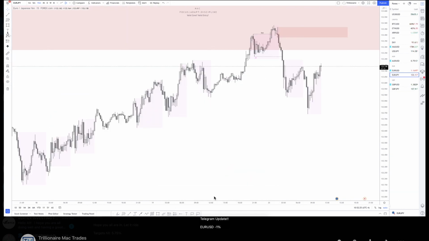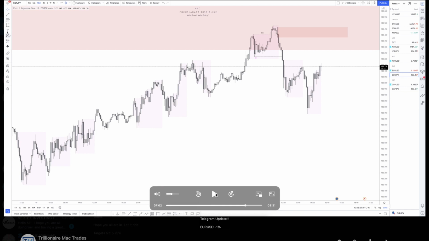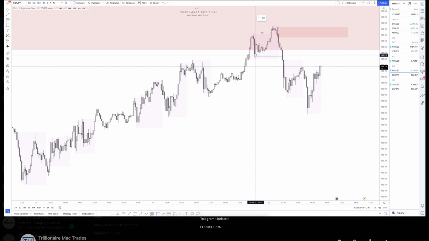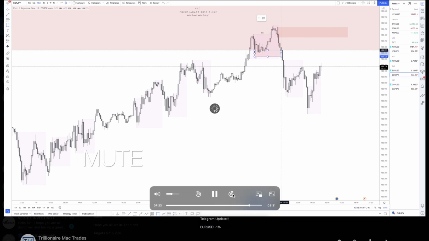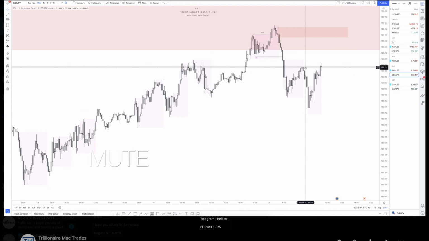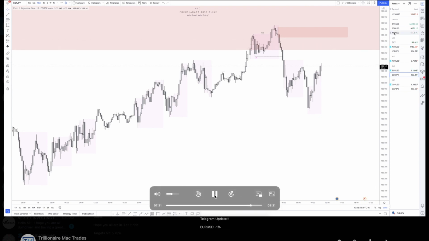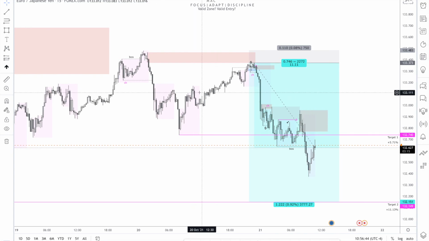All right, so this is going to be the before, and then we'll get into the after. All right, this region here. So let's see if we can possibly tap into this region and then look for possible sell opportunities. All right, right here, and we pushed to the upside, and we tapped into our entry right here.